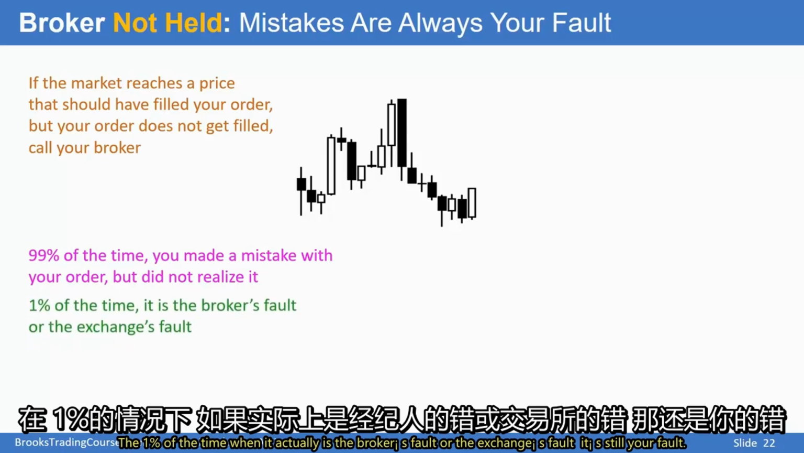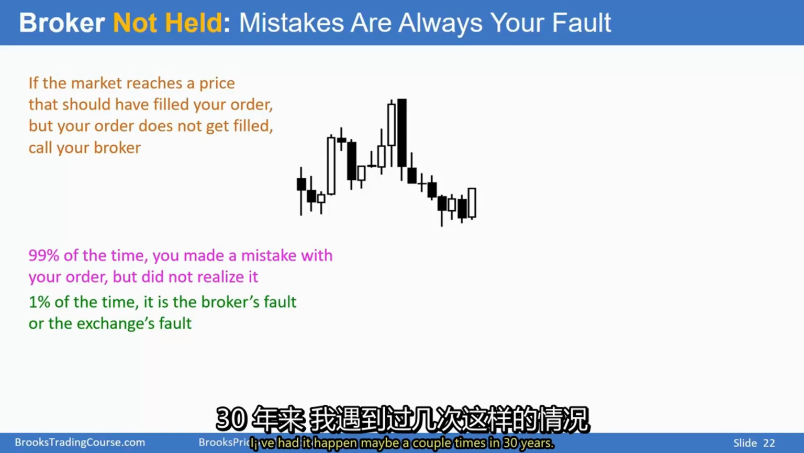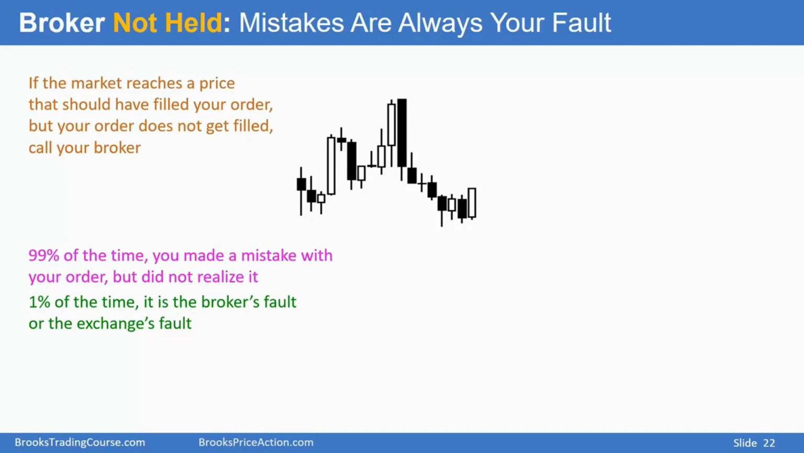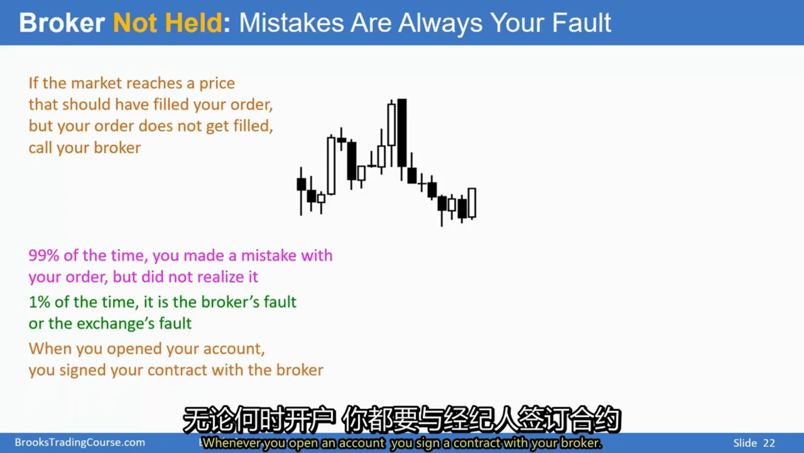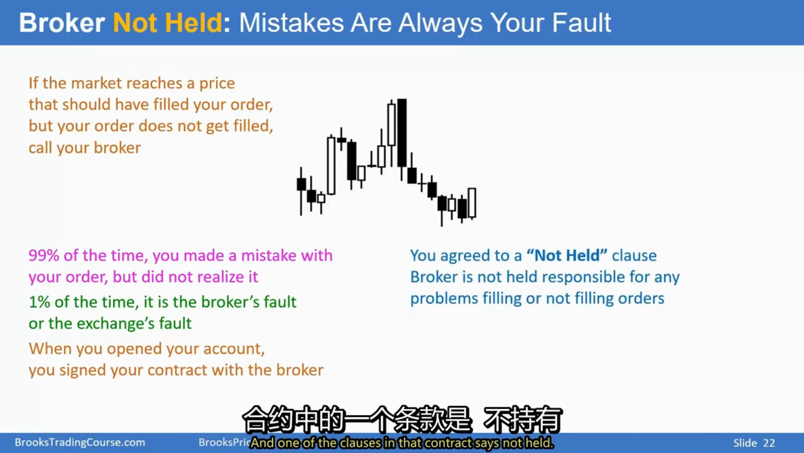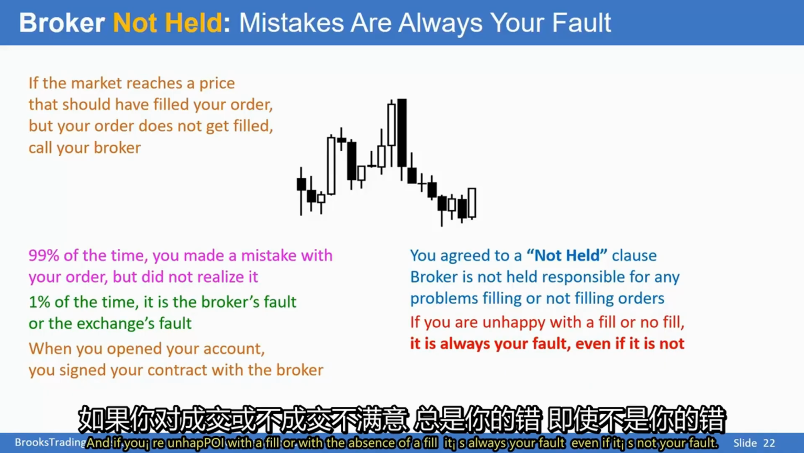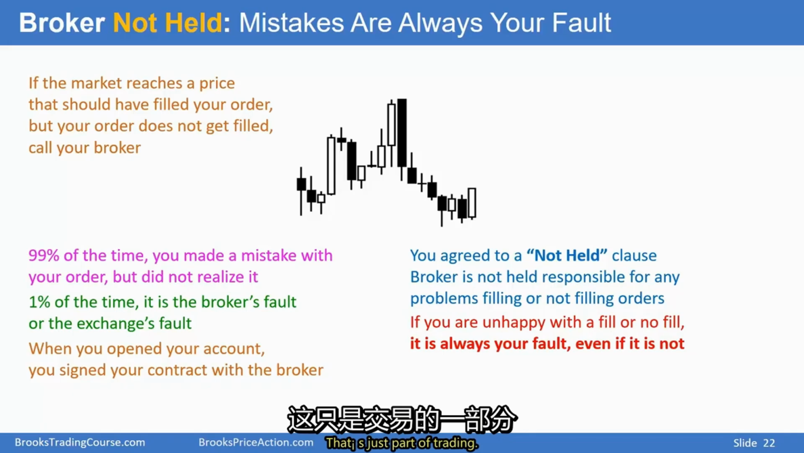The 1% of the time when it actually is the broker's fault or the exchange's fault, it's still your fault. It's very rare for them to change a trade and do what is right. I've had it happen maybe a couple times in 30 years. Whenever you open an account, you sign a contract with your broker, and one of the clauses in that contract says not held. And it means that the broker is not responsible for any problems filling orders or not filling orders, or for bad fills. And if you're unhappy with a fill or with the absence of a fill, it's always your fault, even if it's not your fault. That's just part of trading.